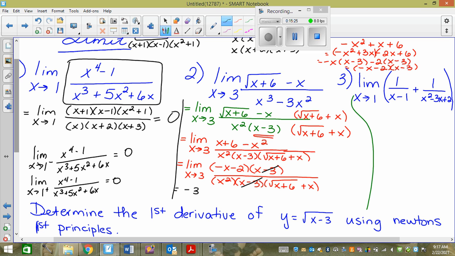So I get negative 3 minus 2 over 3 squared times the square root of 3 plus 6 plus 3. So I'm going to get negative 5 over, I need to reset this board, it's off, 9 times 6, square root of 9 plus 3. So negative 5 over 54. Did you get that? Yeah, no, maybe so.